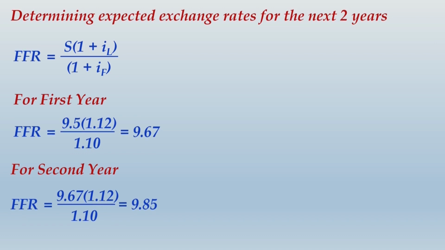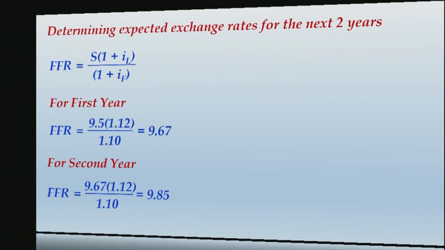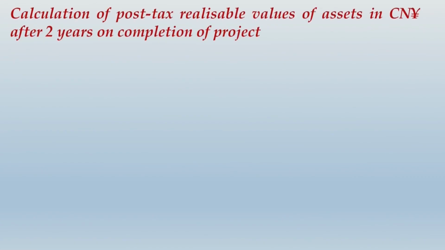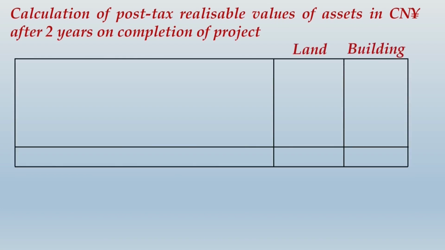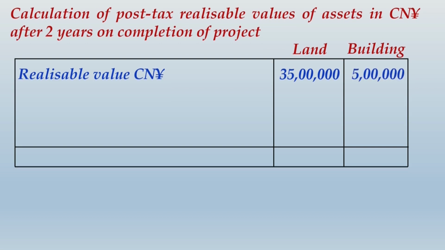Alright friends, you would have finished writing these calculations as well. Let us move ahead and determine the post-tax realizable values of assets after 2 years on completion of the projects, and this calculation will obviously be in the Chinese currency, that is in CNY. So we have two assets, land and building. The realizable value of land is given as 35 lakhs CNY and for building it is given as 5 lakhs.